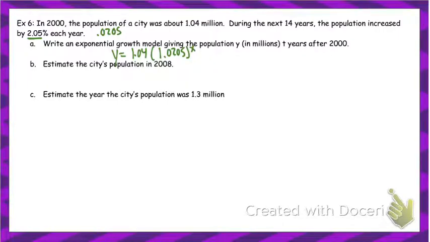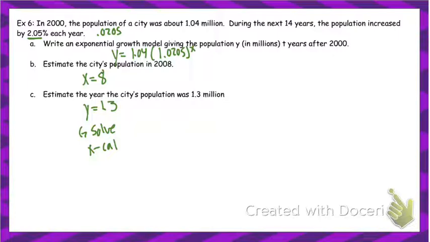So if I want to estimate the city's population in 2008, I would plug in 8 for x. If I want to know the year that the city's population is 1.3 million, my model is in terms of millions, so I can use 1.3. And again, I can do either Y2 and intersect, or I can do G-Solve, and then I can do X-Cal, and I can plug in 1.3.